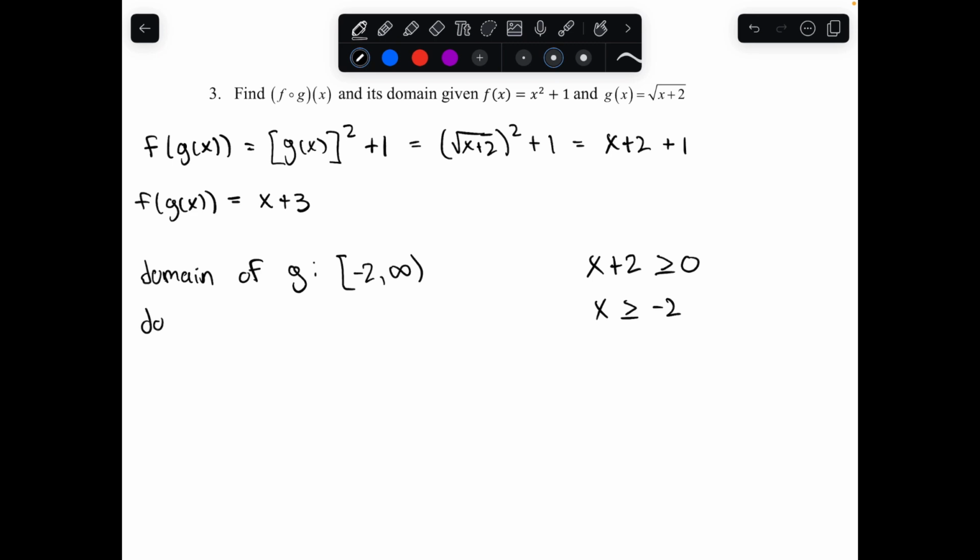The domain of f is all real numbers. Our composition of functions doesn't have any problem numbers. There's no problem numbers in our function f. However, we do have problem numbers in g. So our composition of functions is going to take on the domain of g itself. So the domain of f of g is going to be negative 2 to infinity.